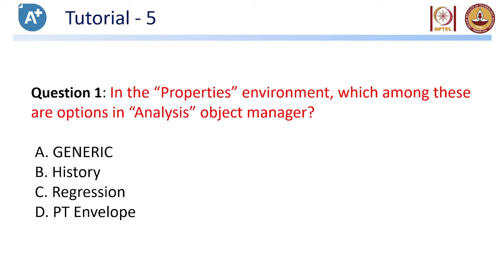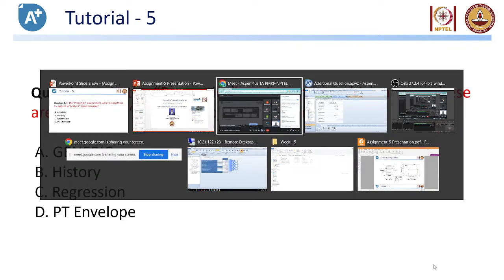So in the question which I'm asking, in the property environment, which among these is there under the analysis thing? So I have four options. Okay, I'll show you in Aspen where we have this property and where we have this analysis block. But before that, I want you to answer this question. Okay, I have a poll for this. Just give me a second.